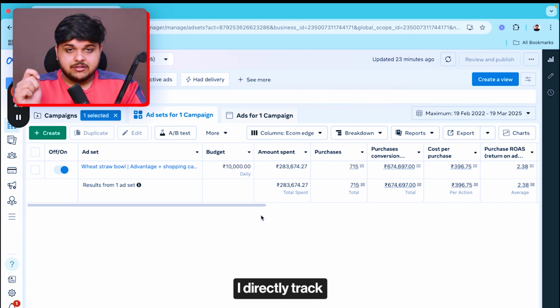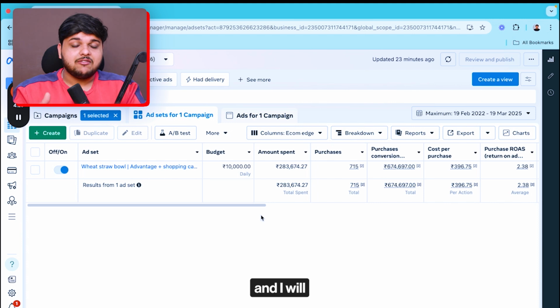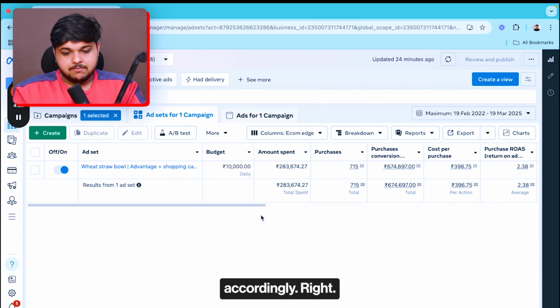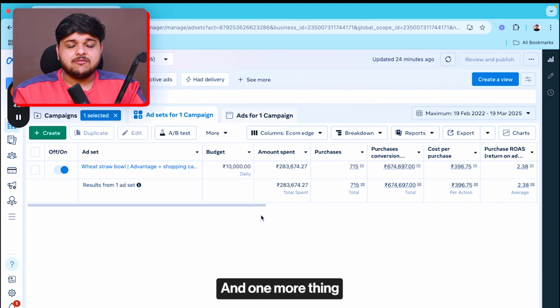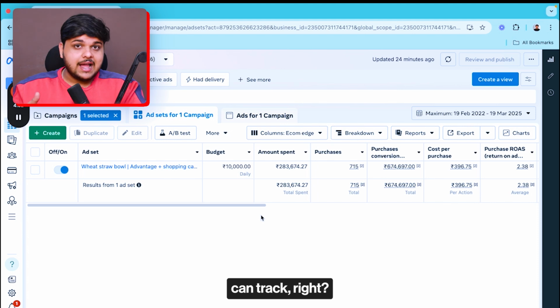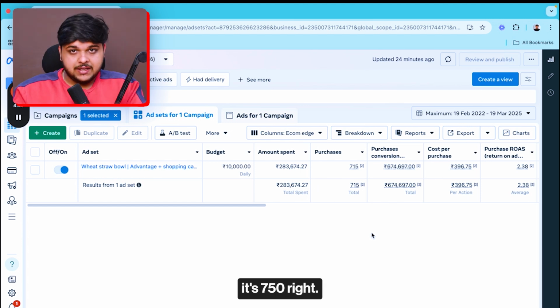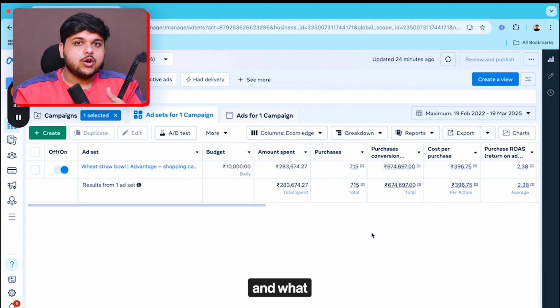Now, after that, I directly track the metric that I'm most interested in. For example, here it is purchases. I need to know how many purchases I have got because this is one of the most important metrics I need to track, and I will make decisions accordingly, right? So I have gotten like 715 purchases. And one more thing that you need to know is that Facebook metrics will not be 100% accurate. It is just how much Facebook can track, right? So for example, here the metric is showing 715, but in reality it's 750, right? So that's why sometimes you will see a discrepancy between what your Facebook metrics are showing and what your Shopify dashboard is showing.